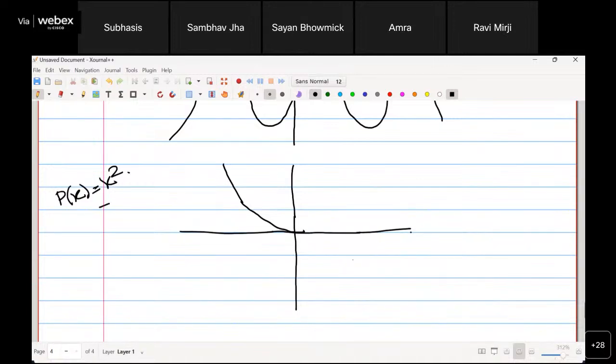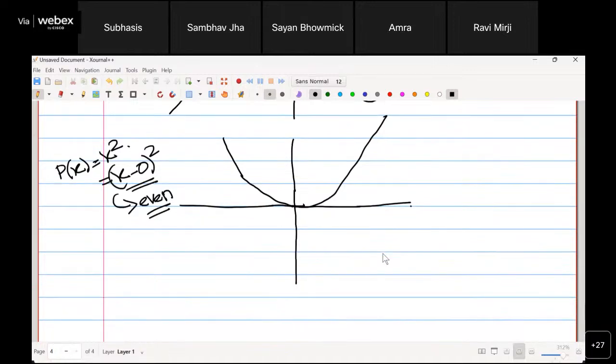Yes, because this is x minus 0 whole square. At 0 the multiplicity is even, right? So then it will come, and since there is no more root, it will bounce back and it will go towards infinity.